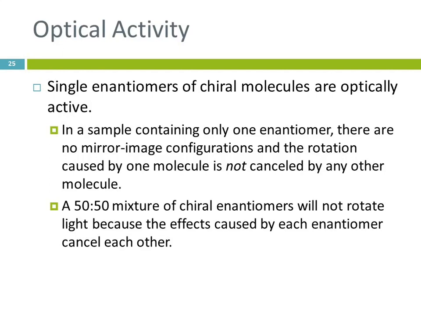If you have one enantiomer of a chiral molecule, all of those molecules are going to rotate the light in the same way, and so then the rotation adds up instead of canceling out. So if we have only one enantiomer, there are no mirror image configurations. The rotation caused by one molecule does not get canceled out. If you have a 50-50 mixture, then it will not rotate the light because the effects of each enantiomer cancel out.